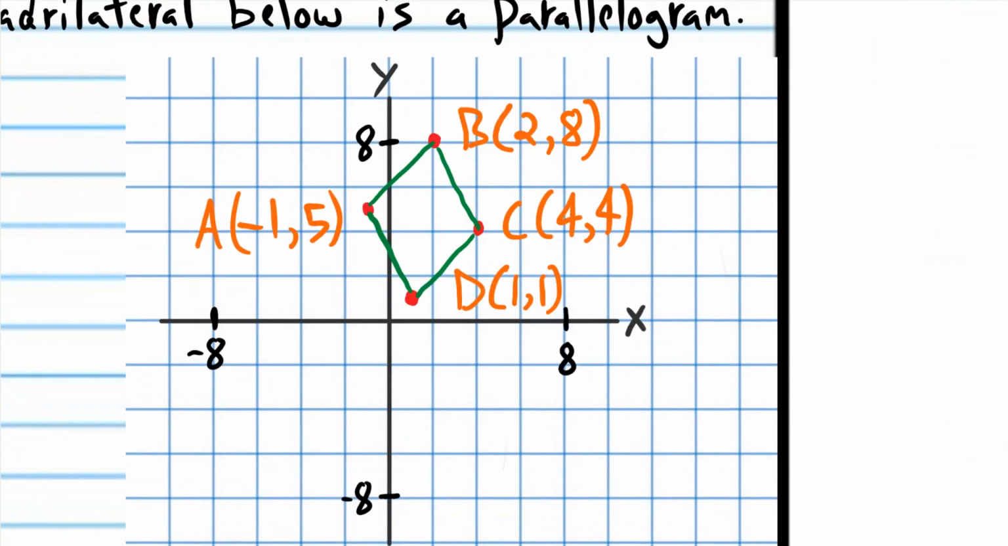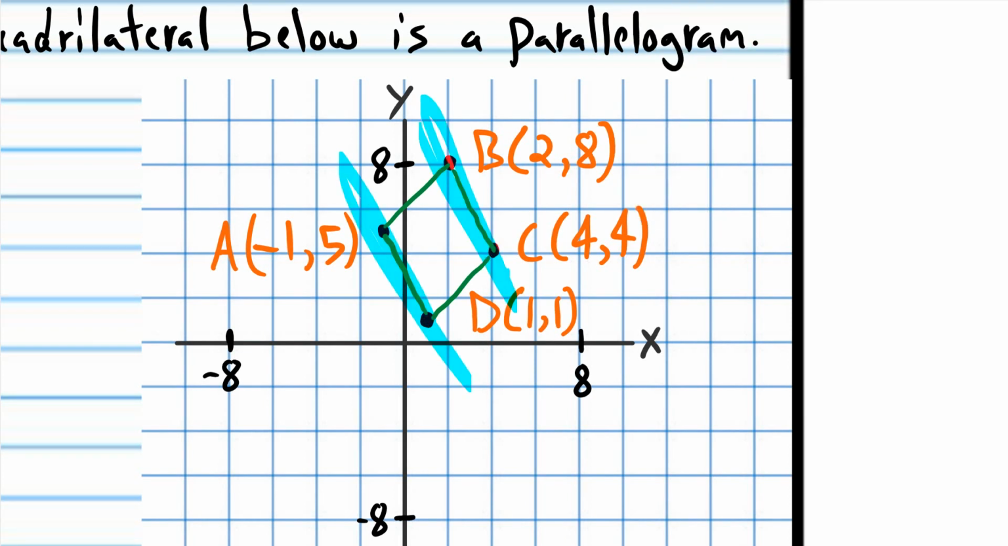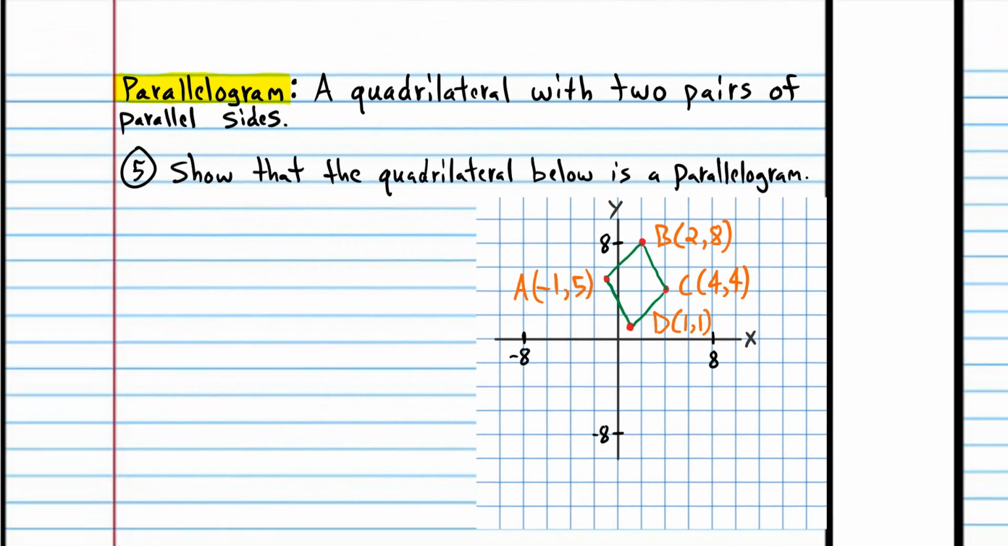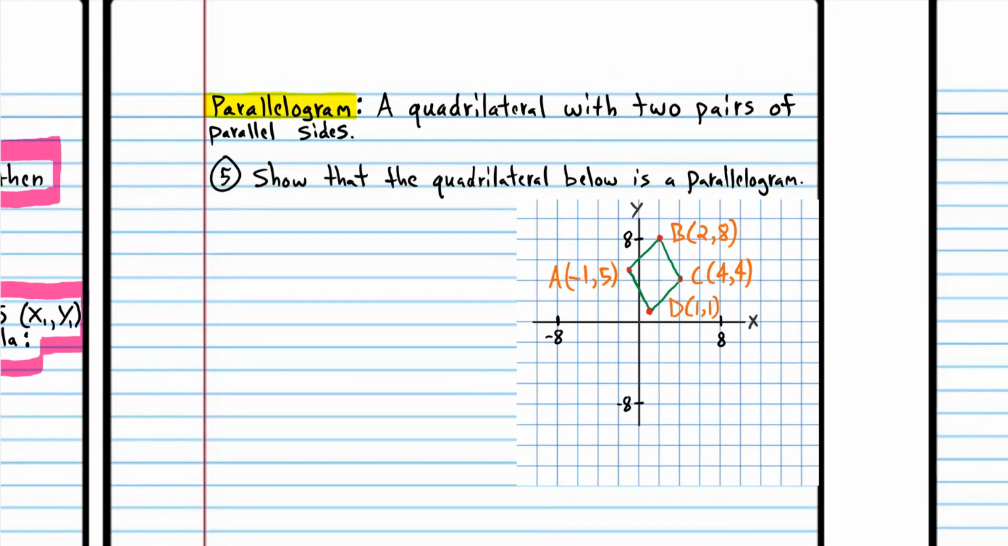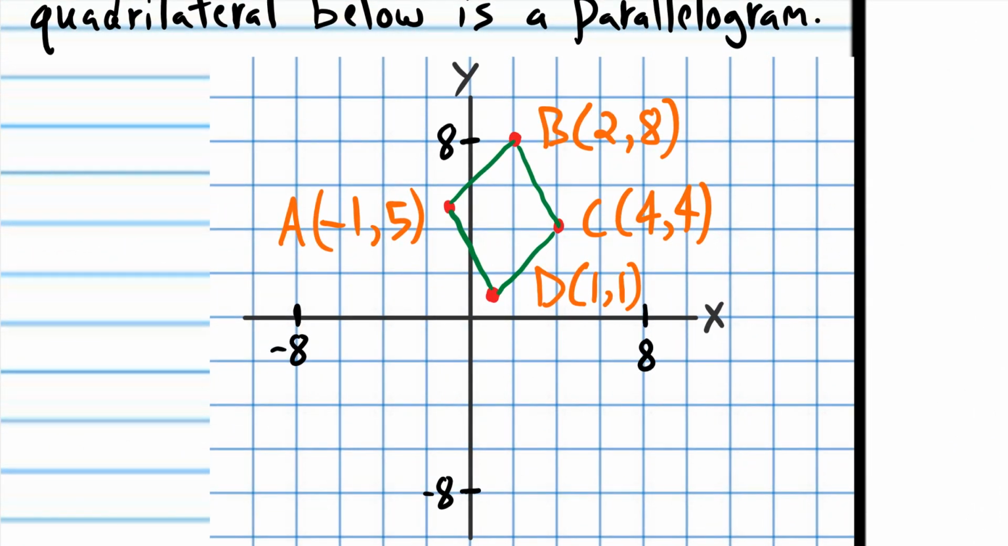So these lines, these line segments, if you extended them out, they would never cross. AD would never cross with BC, so they're parallel. And AB would never cross with DC, so they're parallel. So we have to show that this quadrilateral has two pairs of parallel sides. Now, how do we do that? How do we show that they're parallel? Well, what we're going to do is we're going to measure the slopes, and we're going to show that the slope of this line segment is equal to the slope of this line segment. And the slope of this line segment is equal to the slope of this line segment. But what is slope?